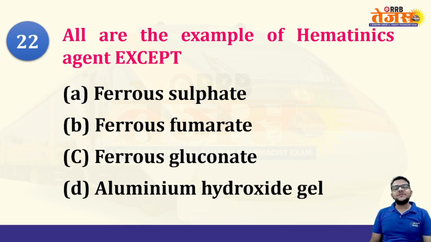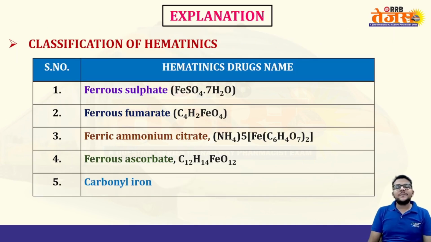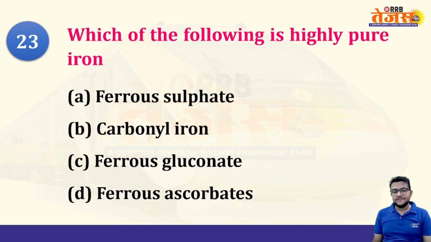Next is, which of the following is an example of Haematinics, except. As I told you, in the question, if there is ferrous written here, you just have to remember ferrous is related to your blood, or Haematinics, we can say RBC, or blood cells. So there is only a single option where there is no ferrous. These are the typical Haematinics drugs: ferrous sulfate, fumarate, ferric ammonium citrate, ferrous ascorbate, and carbonyl iron.